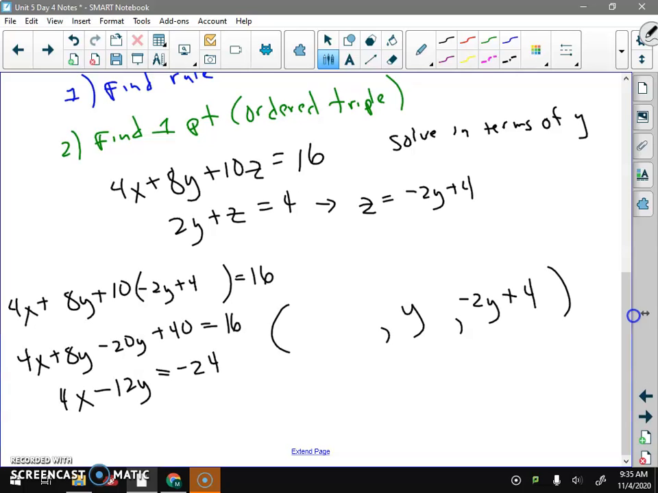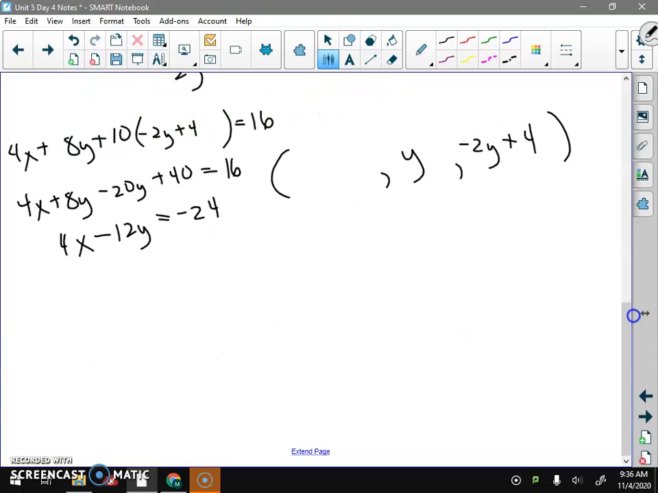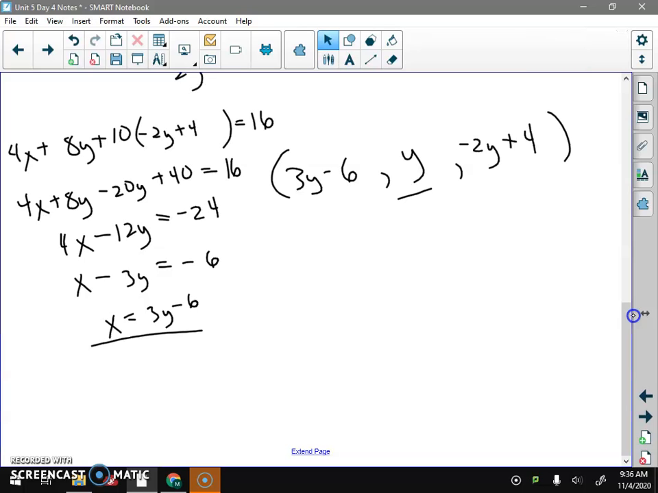Solve this for x. I'm going to divide through by 4. x minus 3y equals negative 6. So what does x equal? 3y minus 6. So now I can go back up here. I solve for all three variables in terms of 1. Whatever y is, the x has to be 3 times that minus 6. The z has to be negative 2 times that plus 4.